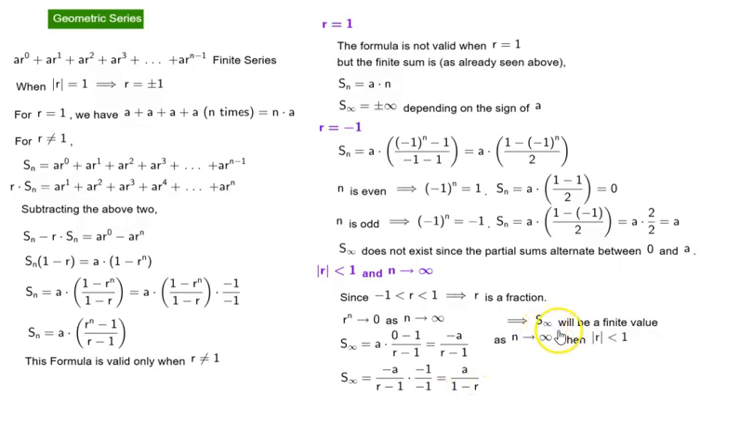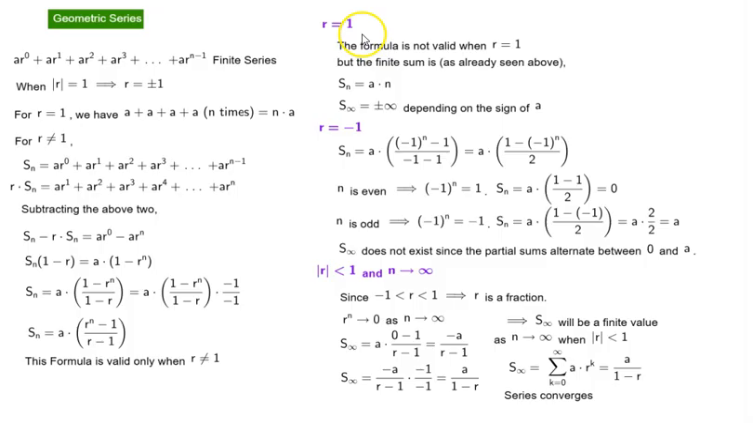So that implies S sub infinity will be a finite value as n goes to infinity when the absolute value of r is less than 1. Or we can write it like this as well. S sub infinity is equal to summation k equal to 0 to infinity of a times r to the power of k is equal to a by 1 minus r. So we say that the series converges to a particular value.